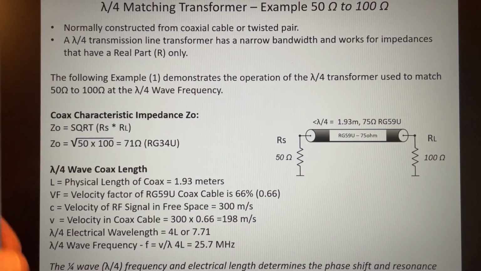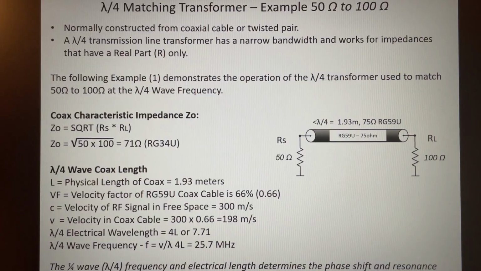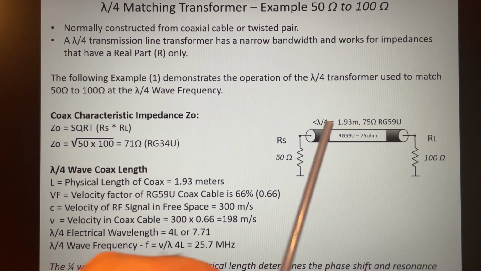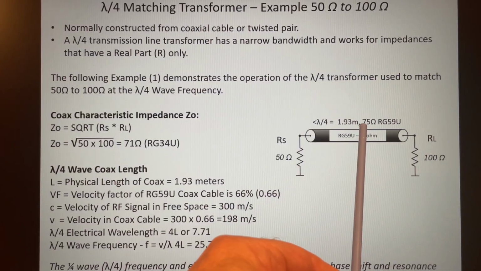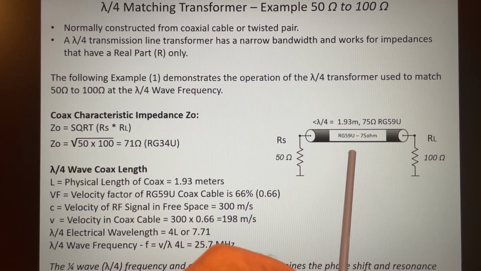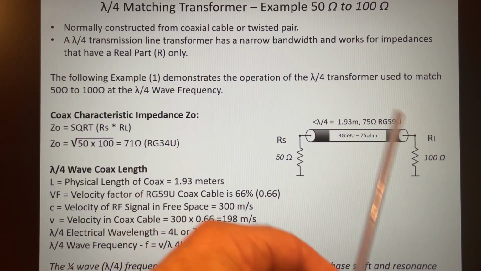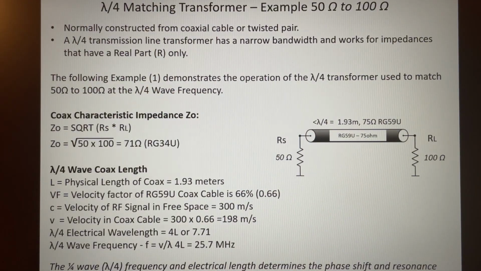Now, unfortunately, I didn't have any RG34U, but I have some RG59U, which is 75 ohms. So that's what we're going to use here, and we should get fairly close results with the coax being only a few ohms off. So this is, again, the methodology in my spreadsheet to determine the length.